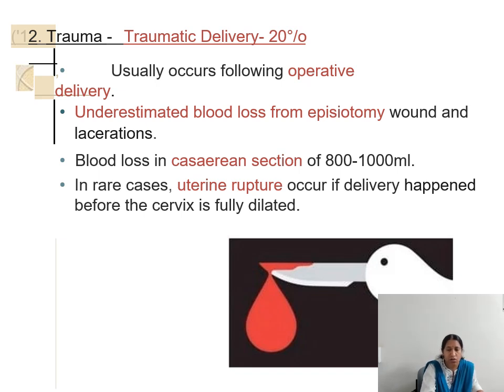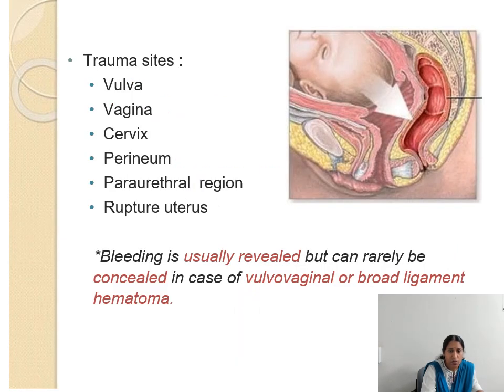So any traumatic cause should be identified. Any tears in the vagina or in the cervix, bleeding from the episiotomy wound, and any uterine rupture, all this should be ruled out to see the traumatic delivery causes. So sites of trauma: vulva, vagina, cervix, perineum, paraurethral region, and also rupture uterus. Here the bleeding is usually revealed but rarely concealed, as in vulvovaginal and broad ligament hematomas.